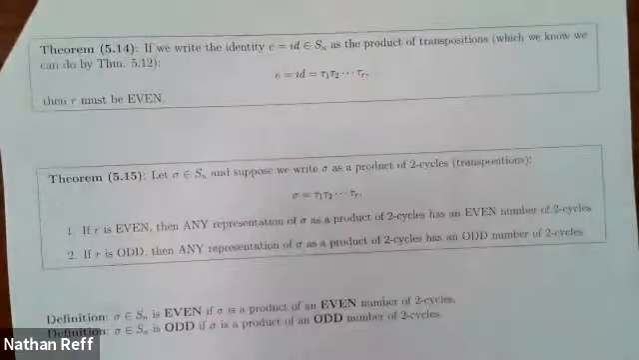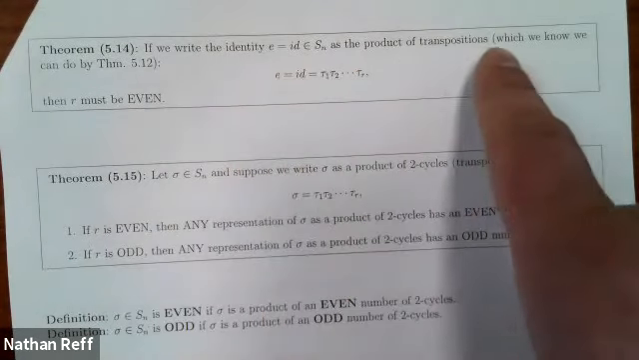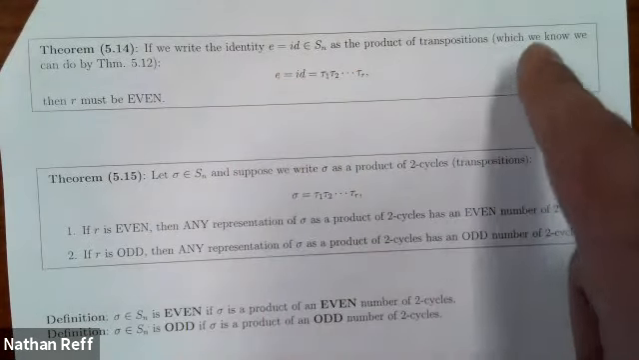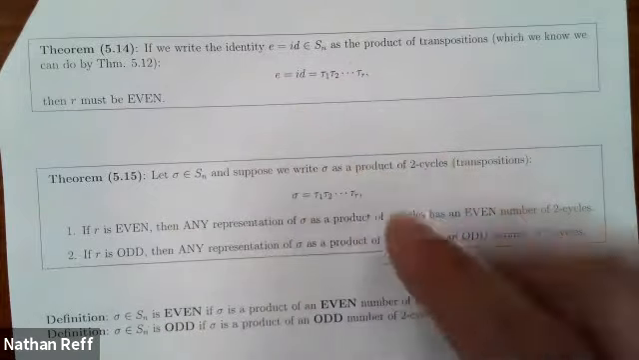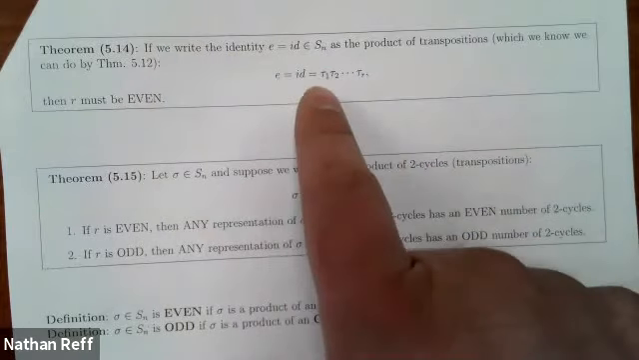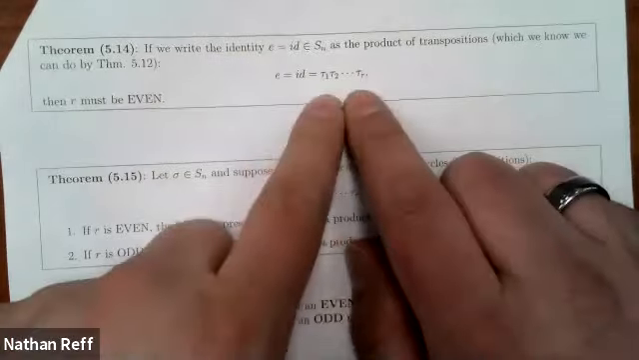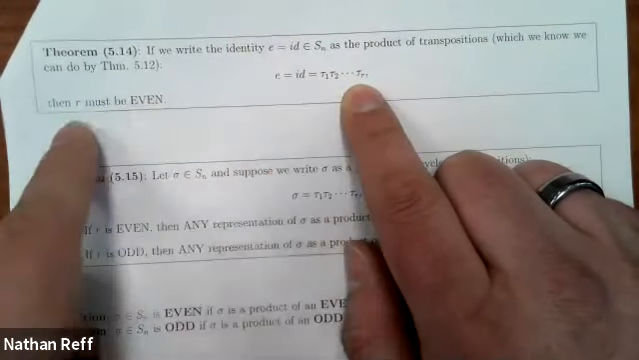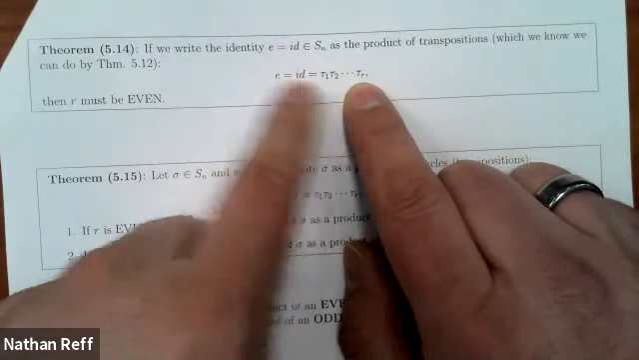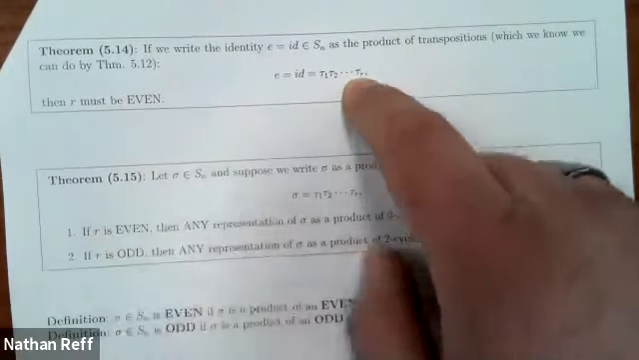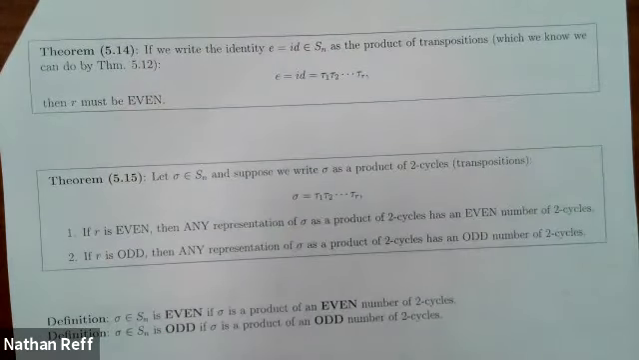Okay, now this is a theorem that is not trivial at all, okay? It seems like it's not that crazy, but this one says if you write the identity as a product of transpositions, which we know you can do by the previous theorem because you could just do that trick, if you write the identity as a product of transpositions like this, it turns out that the number of transpositions must always be even, okay, for the identity. So let me give you an example.